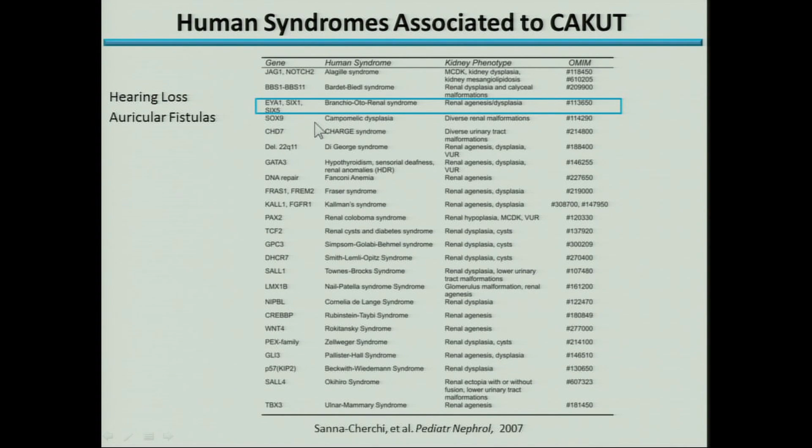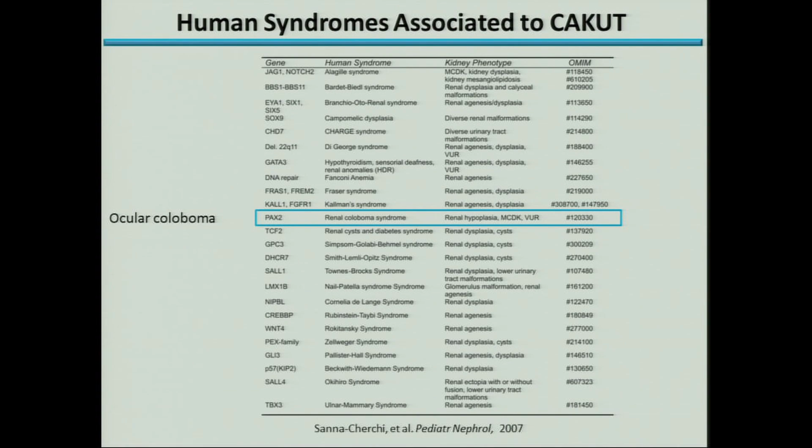Another one that is maybe familiar to everyone here is branchio-otorenal syndrome, which is caused by the EYA1, SIX1, and SIX5 genes, which all can cause branchio-otorenal syndrome, where the renal phenotype is renal agenesis or renal dysplasia. These patients also have hearing loss and can present with auricular fistulas.